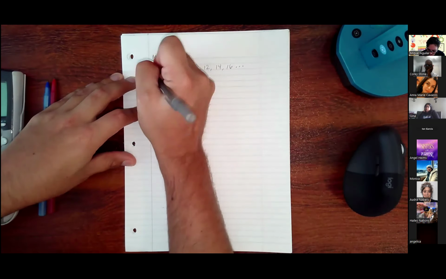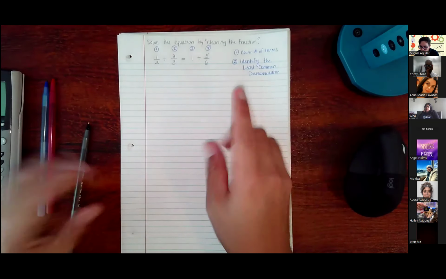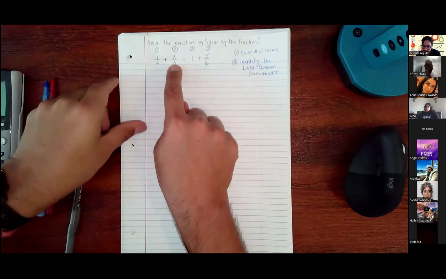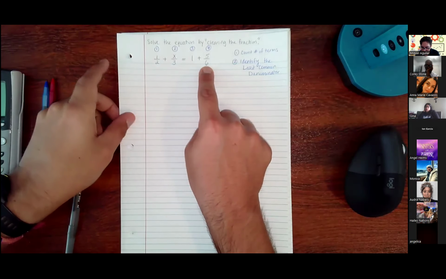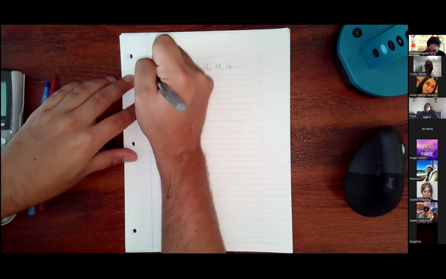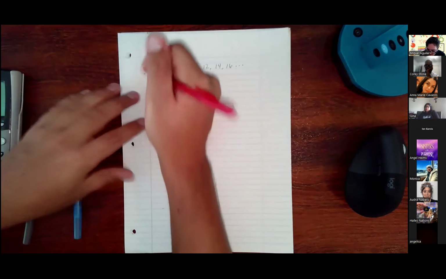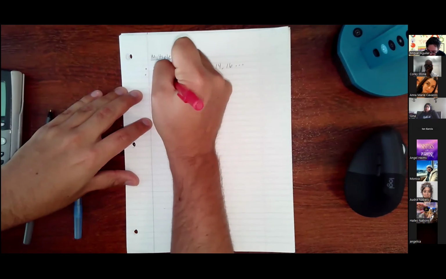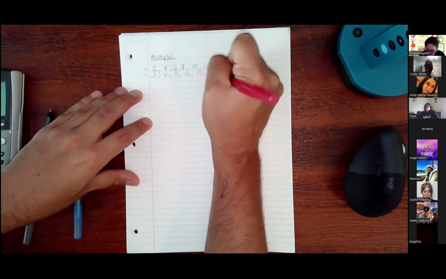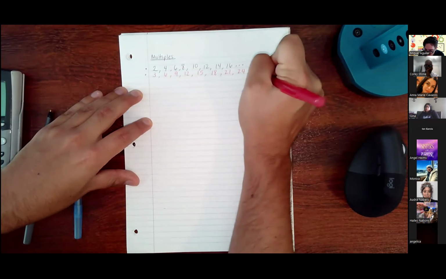Okay, so that's my multiple of 2. But in this problem, I'm looking for the least common denominator, which means I need to find multiples of 3, and I need to find multiples of 6. Okay? So I'm going to go over here, and I'm going to write the multiples of 2. This is going to be multiples of 3. I'm going to switch to maybe red. So 3, 6, 9, 12, 15, 18, 21, 24, and so on.